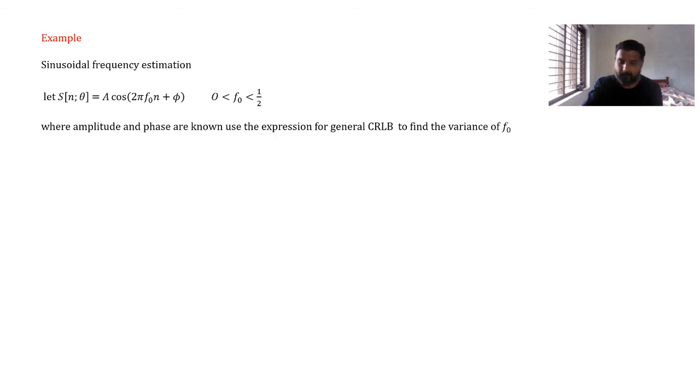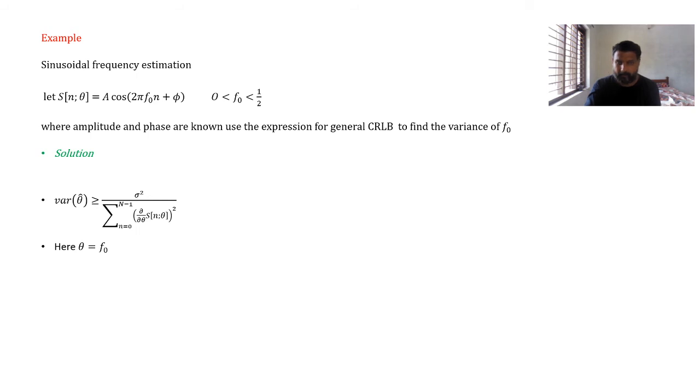You can see the solution for that. The variance of theta cap, you know the equation, we just derived it: variance of theta cap is greater than or equal to sigma squared divided by the sum from n equals 0 to N minus 1 of (∂/∂θ of s[n; θ]) the whole squared. Now we take the derivative of the given observation. The derivative of cos theta is minus sine theta. So here theta is nothing but f0.